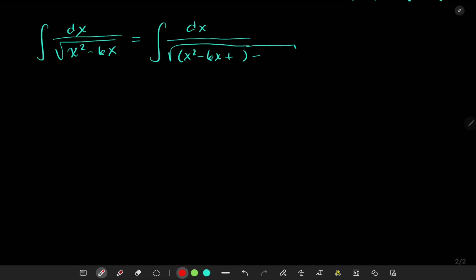So what am I going to be adding? Well, remember, you're going to divide this by 2, because this has a coefficient of 1. So divide by 2, negative 3, then you square it. Negative 3 squared is 9. And that's going to be the quantity that will complete your square. All right, so what does that do? Well, what that does is that we have dx, and then the square root of x minus 3 squared, when I factor it, minus 9.